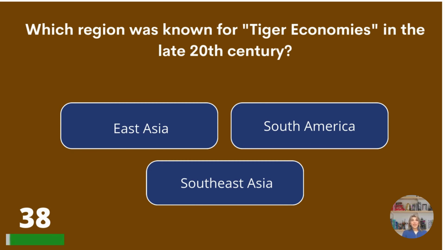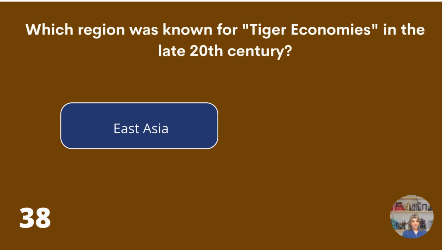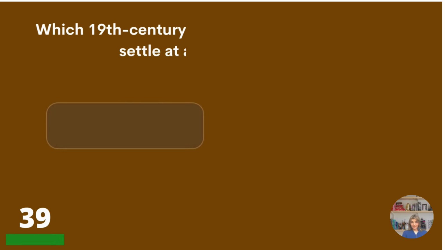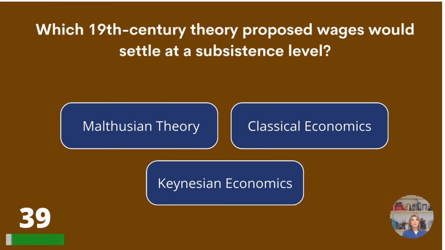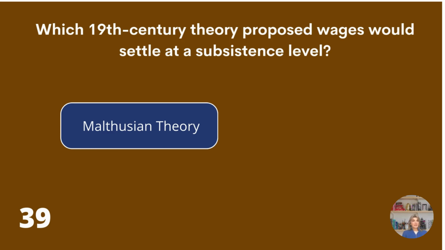Which region was known for tiger economies in the late 20th century? East Asia, South America, or Southeast Asia? East Asia. Which 19th century theory proposed wages would settle at a subsistence level? Malthusian theory, classical economics, or Keynesian economics? Malthusian theory.